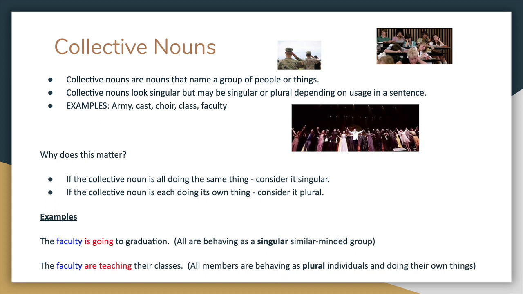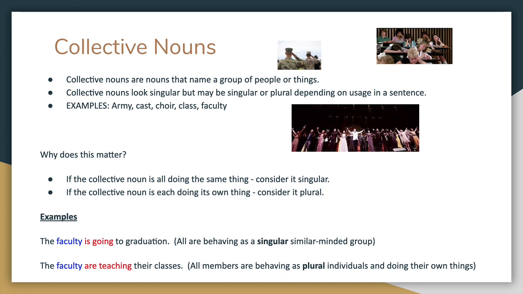On the other hand, if you say the faculty are teaching their classes, in that case, every member of the faculty is behaving as an individual. And so together you have a plural group of individuals doing their own thing. So in that case, you use the word faculty as a plural. And so in that case, you use the plural form of to be, which is are. So you say the faculty are teaching their classes.